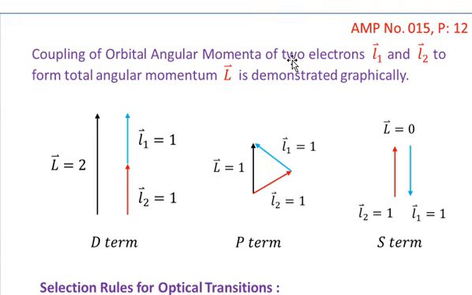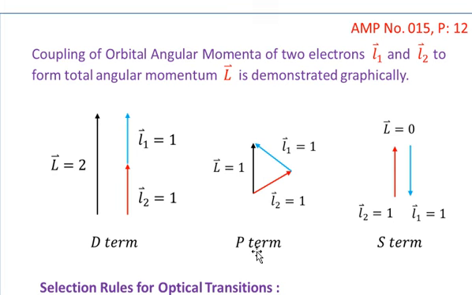Coupling of the orbital angular momenta of two electrons, L1 and L2, to form the total angular momentum capital L is demonstrated graphically. For example, for the D term, I have assumed that L1 and L2 both have a magnitude equal to 1. That is, the orbital quantum number of the individual electrons is 1. So when they combine in a linear fashion, both having the same direction, the total value of the capital L vector will be equal to 2. So this corresponds to the D term.